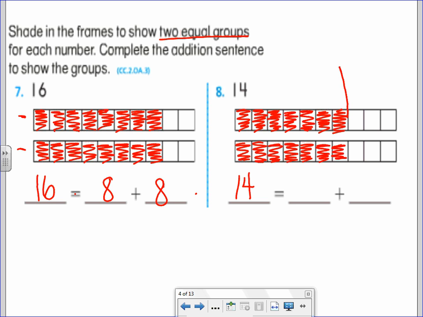Look here. If I draw an imaginary line, or I look for an imaginary line, these 2 groups are taking up the same amount of space in the 10 frame. How many are shaded in each 10 frame? Lizzie? 7. Great. So 14 is equal to 7 plus 7. Next.